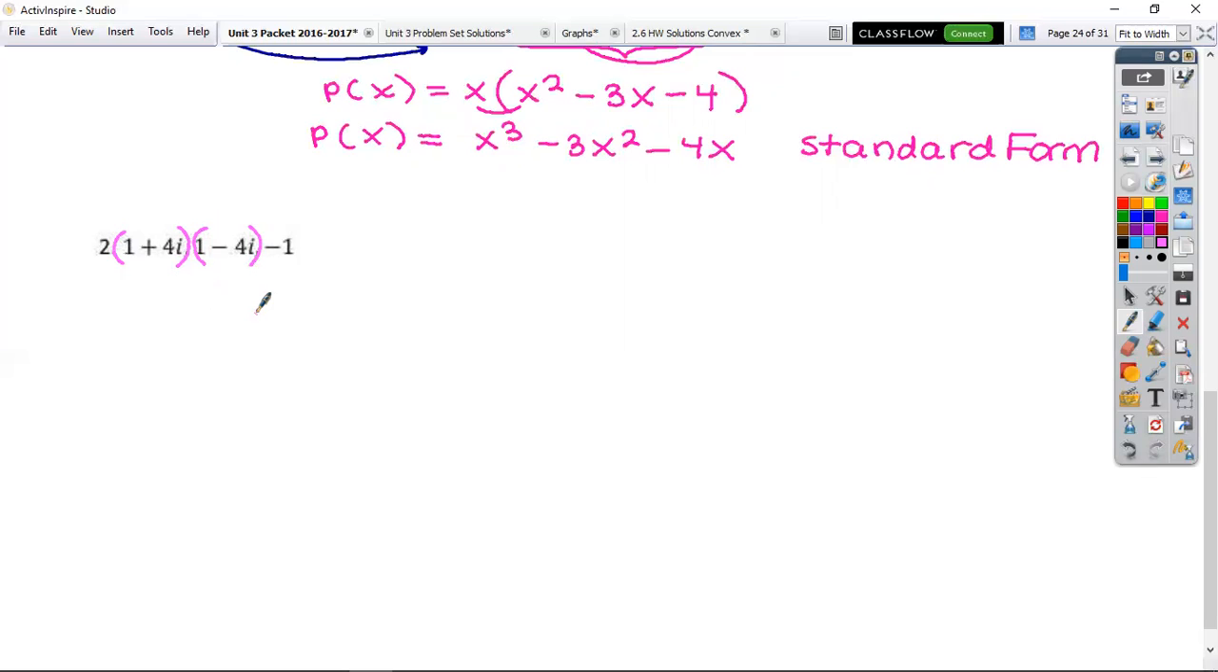So I'm going to start this. This is negative 1, so I'm going to start with that and flip my sign. So P of x is equal to x plus 1. So that's the one you know how to do already.